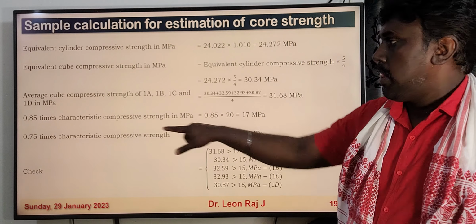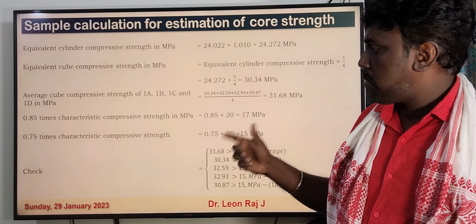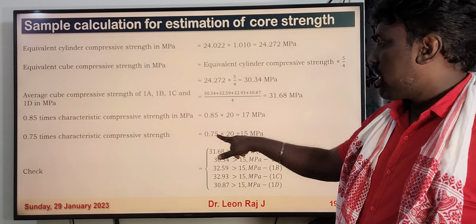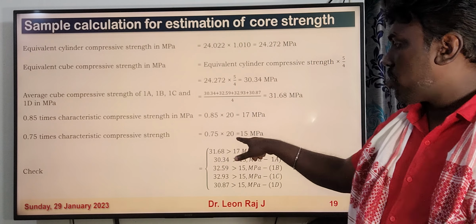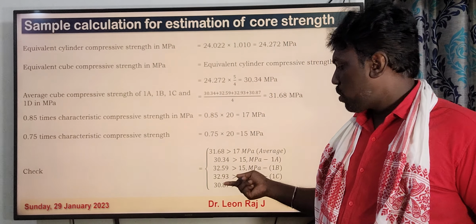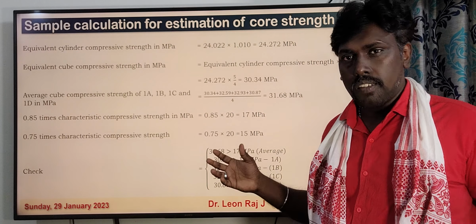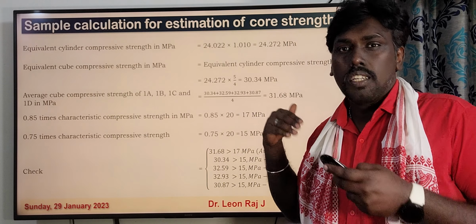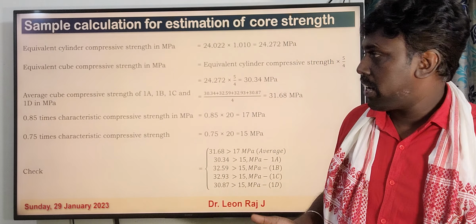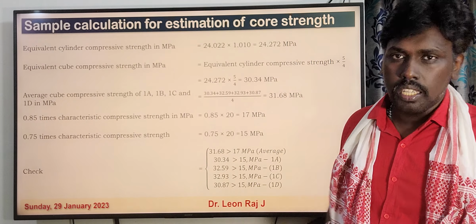And here the acceptance criteria of individual core strength shall be 0.75 times FCK, that is 0.75 into 20, equal to 15 MPa. So we are checking the average value, that is 31.68, which is higher than 17 MPa, and the individual values are also greater than 15 MPa. Hence, the core sample is accepted. Our doubt on the quality of concrete is rectified using the concrete core testing.